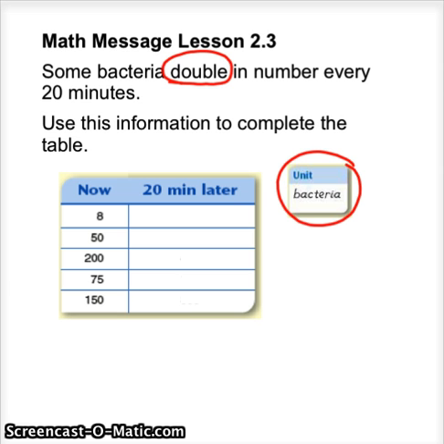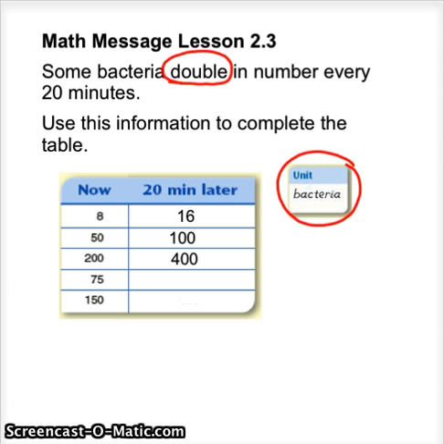Well, what is double 8? Double 8 would be 16, because 8 plus 8 is 16, or 8 times 2 is 16. So if now, looking at the second row of the table, there are 50 bacteria now. How many will there be 20 minutes later? That would be 100 bacteria, because 2 groups of 50 is 100, and that's double, or 50 plus 50 is 100. So if there are now 200 bacteria, and we double 200, that would be 400 bacteria in 20 minutes.